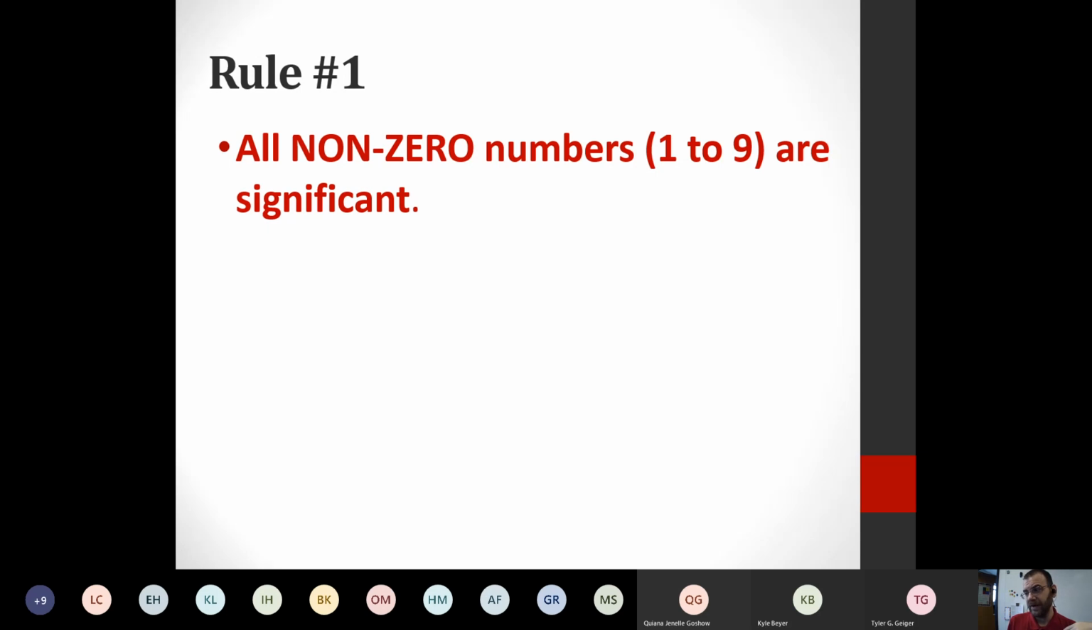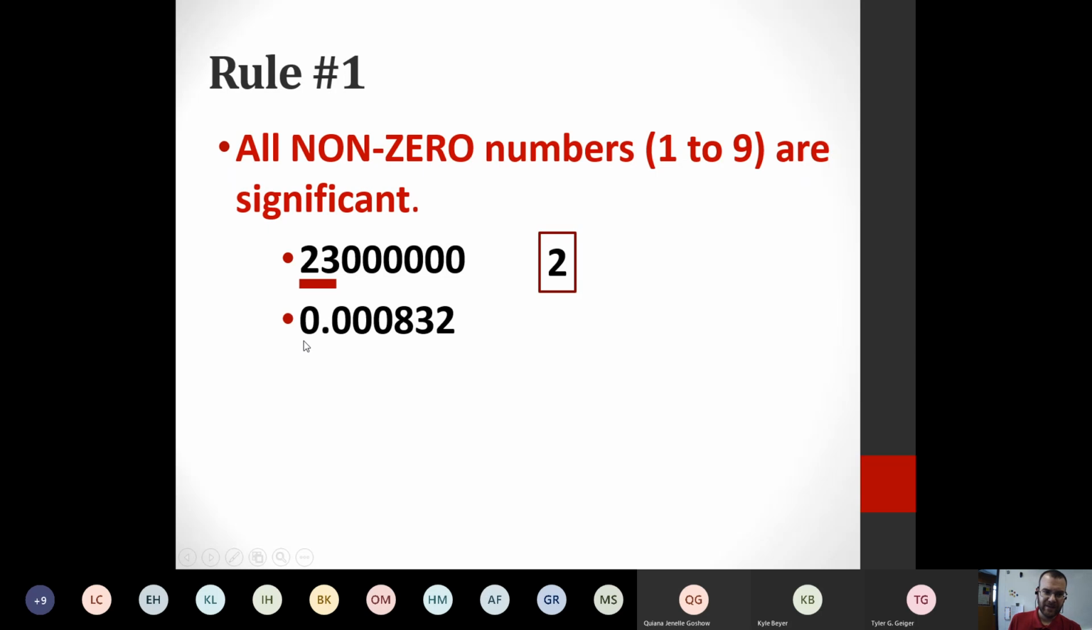Three rules. Rule number one. All non-zero numbers are significant. If a number is not zero, that means we have to assume it came from a measurement, came from counting, came from a tool. As such, it is significant. As such, it matters. So this is easy. If you take a look here at, let's say this is 23 million, the 2 and the 3 are both significant because they're not zeros. So there's only 2 significant digits in this one. In this number here, there are 3 significant digits because there's those 3 non-zero numbers.